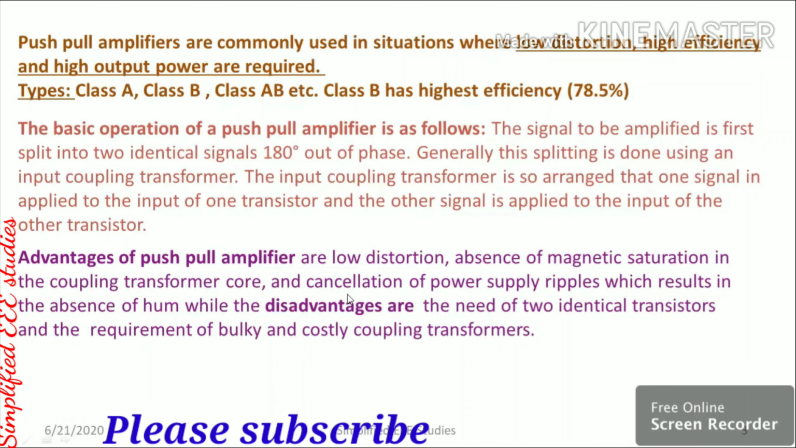Main advantages: number one, low distortion, then absence of magnetic saturation in the coupling transformer core. That is another advantage. Similarly, regarding the drawbacks, we need two identical transistors. That's a main drawback. Moreover, the entire system becomes bulky because of the coupling transformer. That's another drawback.